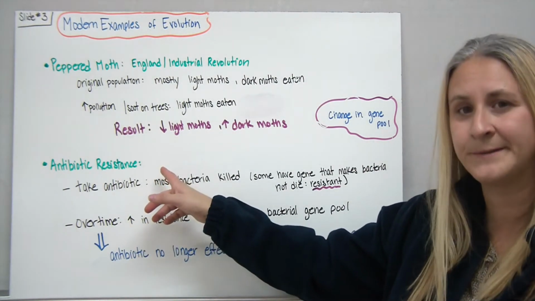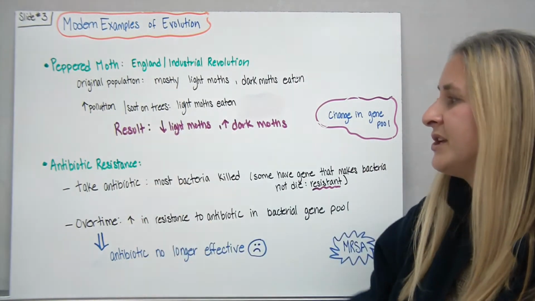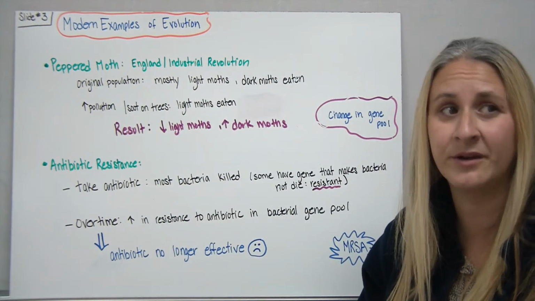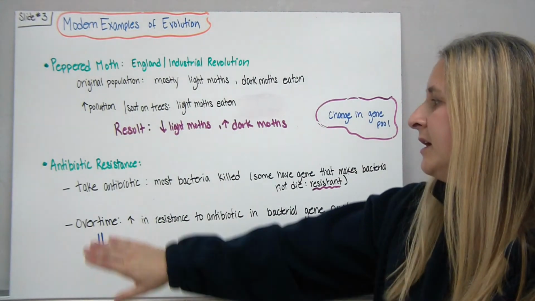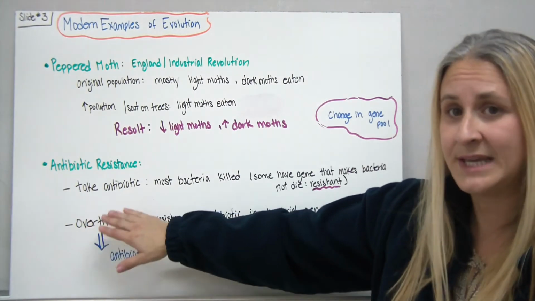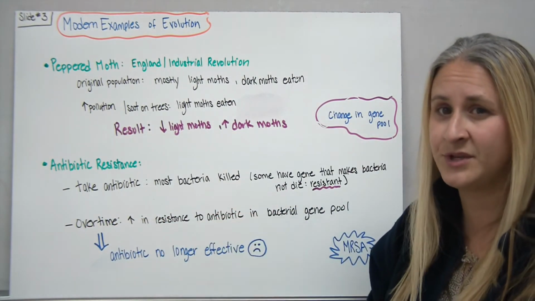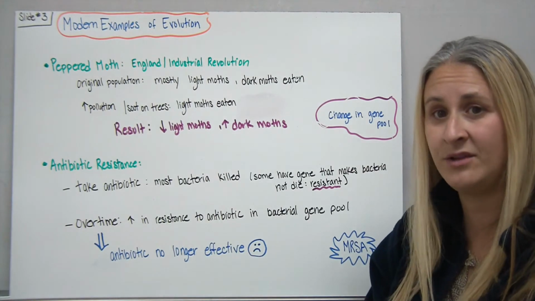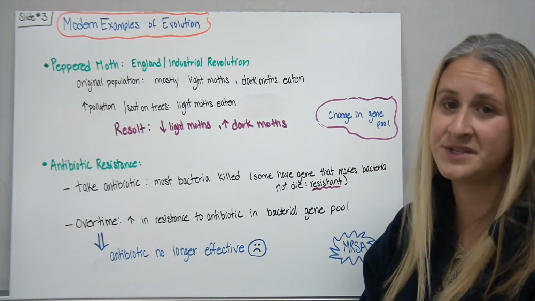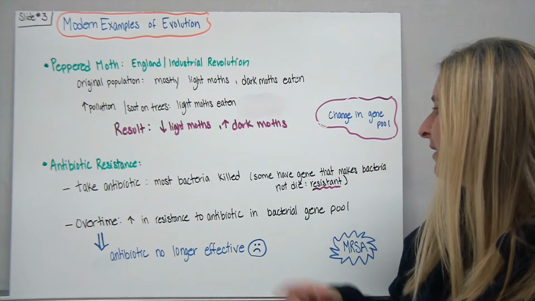to new offspring. Another example of evolution is antibiotic resistance. This is one we hear about quite frequently these days. When you get sick, sometimes you may take antibiotics for it. Most bacteria are killed, so as you're taking the antibiotics, they are meant to kill off bacteria that are causing some sort of an infection in your body.